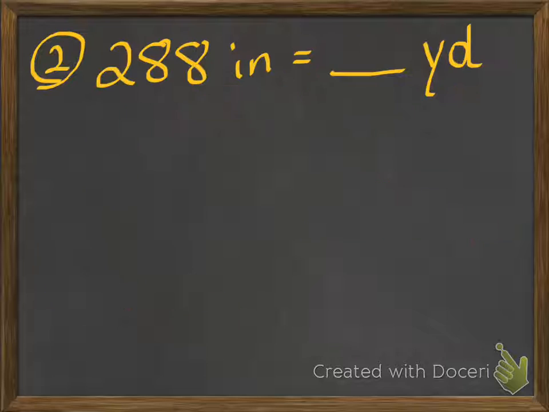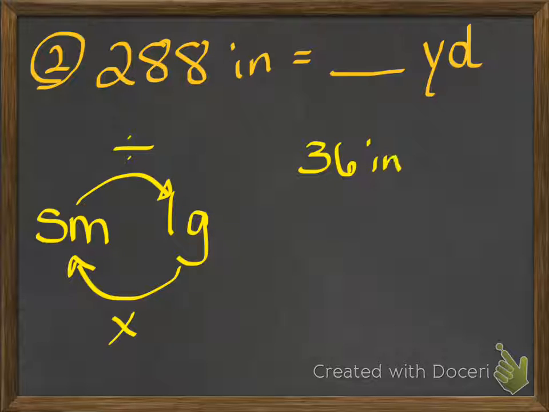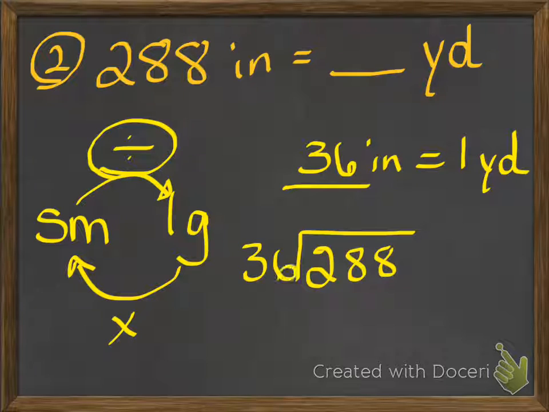Okay? Number 2, 288 inches, and I'm going to convert that to yards. I'm going from smaller to larger, and to go from smaller to larger, I have to divide. When I go from larger to smaller, then I multiply. I'm going from smaller to larger, so I'm going to have to remember how many inches there are in a yard. I know that there are 36 inches in 1 yard. So I'm going to be dividing, because I'm going from smaller to larger, and I'm going to divide by 36 inches. So I've got 288, and I have to divide by 36.